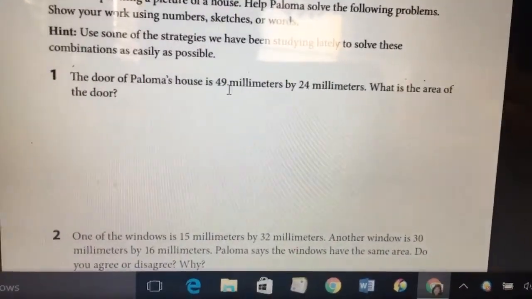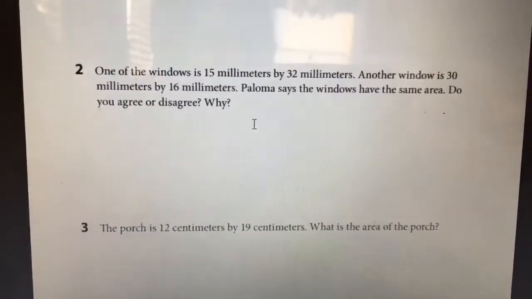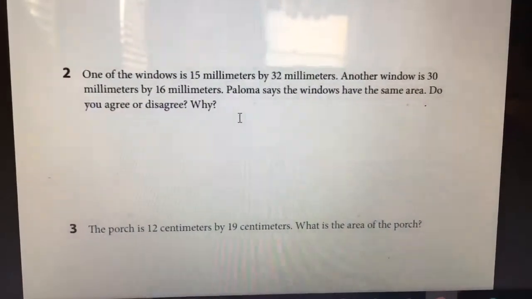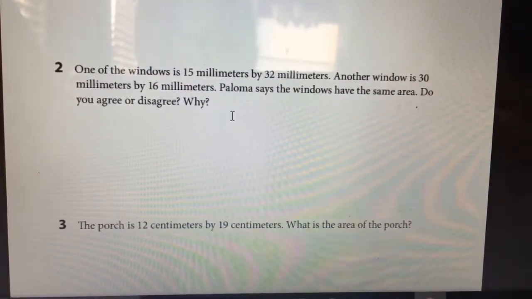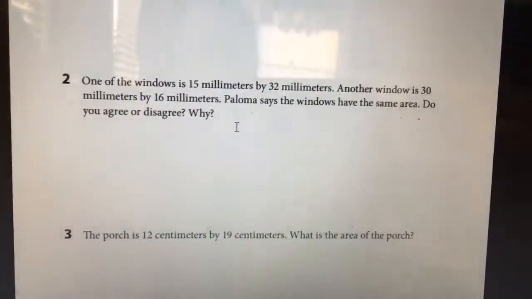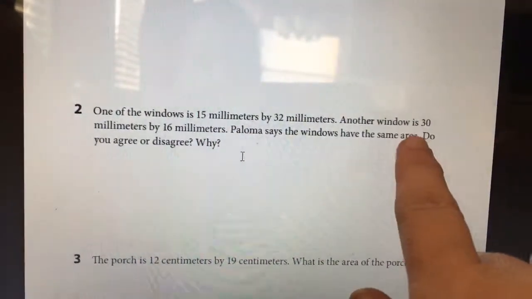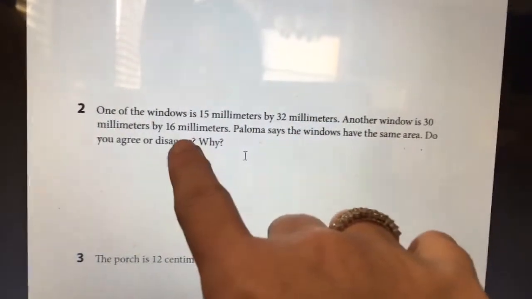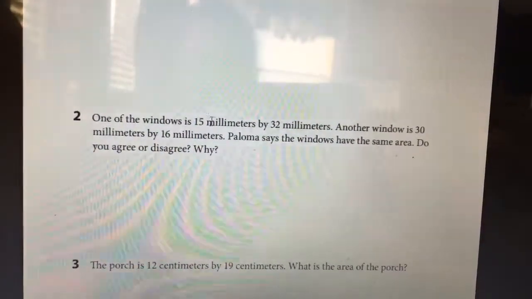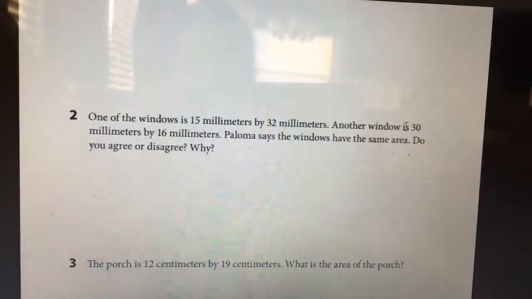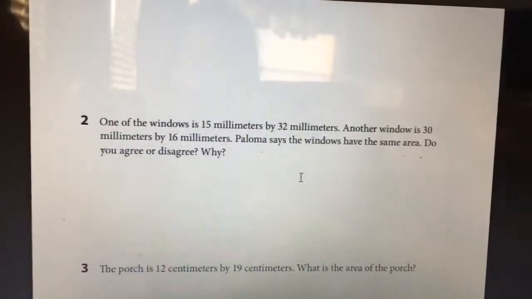For number 2, it's a doubling and halving strategy. One of the windows is 15 millimeters by 32 millimeters, and another window is 30 millimeters by 16. If you notice that 15 doubled is 30, and 32 halved is 16. So that's a strategy where if you double one number and halve the other number, those two equations would be equal.